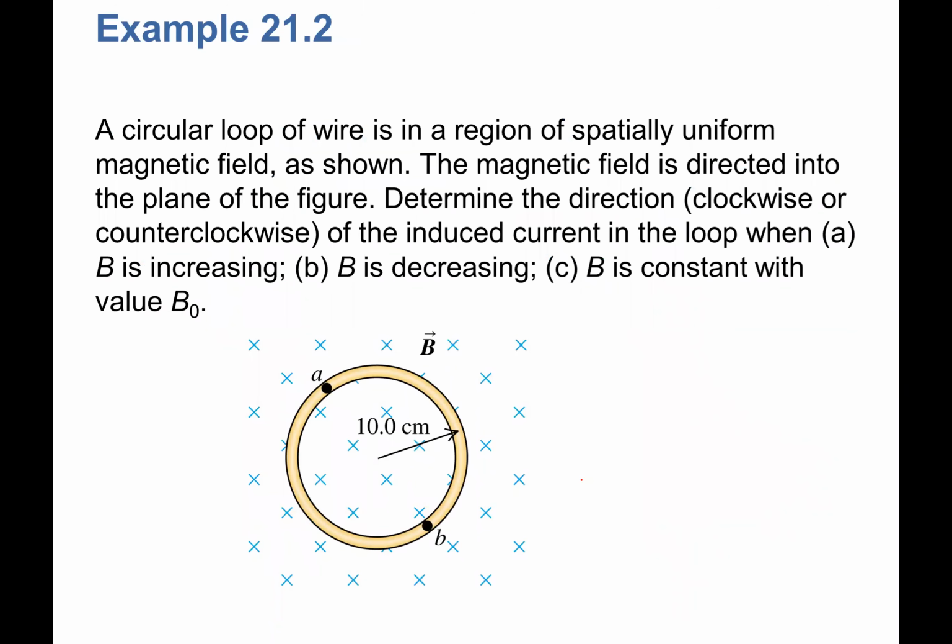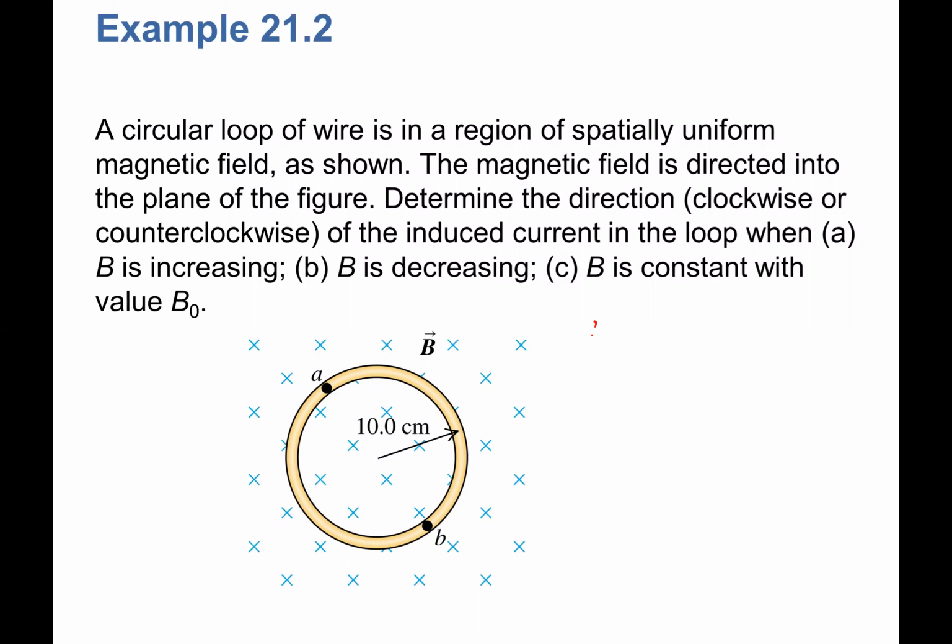All right, so then let's look at this example over here. You have a circular loop of wire in a region of spatially uniform magnetic field. The magnetic field is directed into the plane of the figure. Determine the direction, clockwise or counterclockwise, of the induced current in the loop when the magnetic field is increasing in its magnitude, or if the magnetic field is decreasing in its magnitude, and for part C, if the magnetic field has a constant value. Okay, so some B naught constant value.